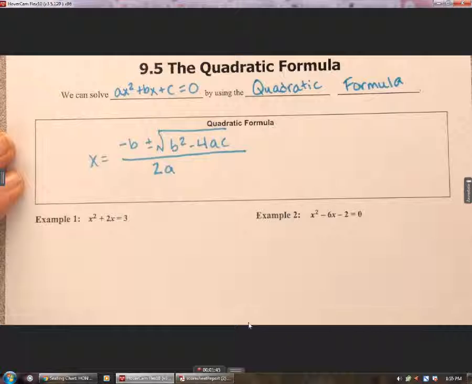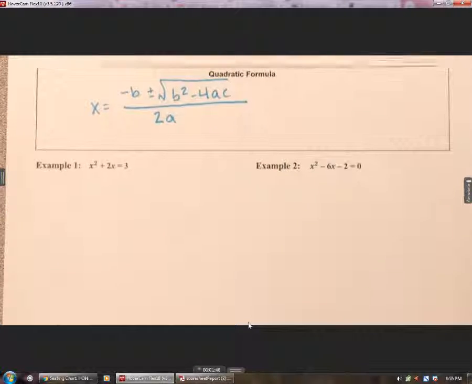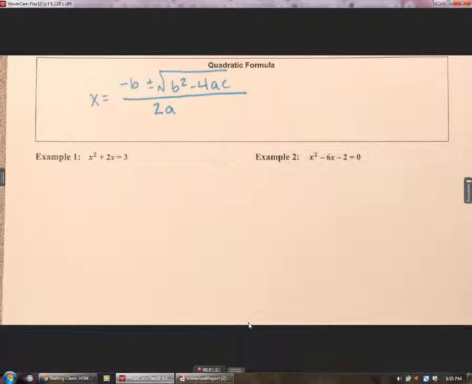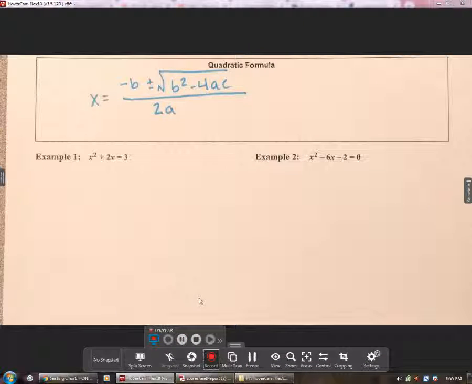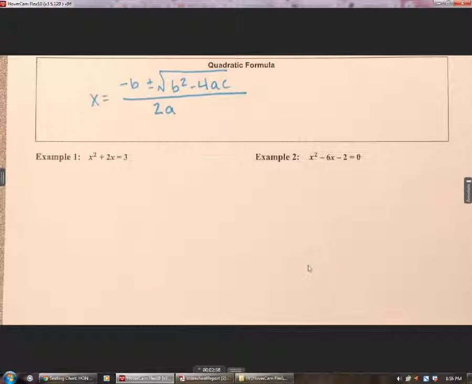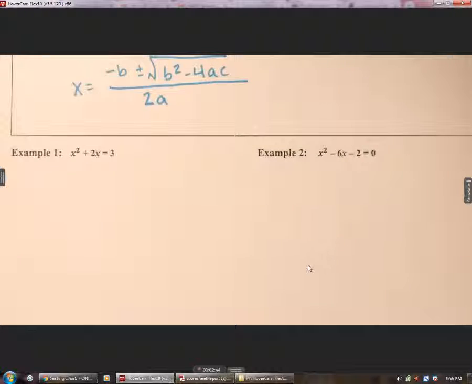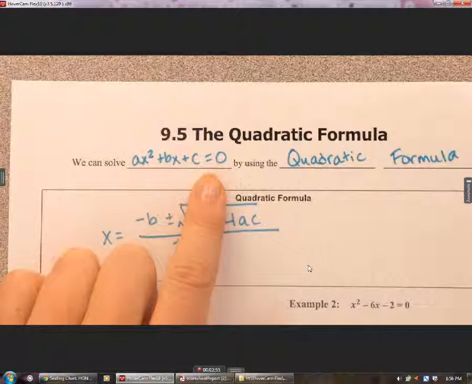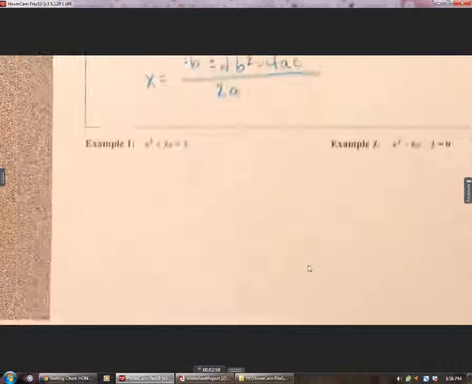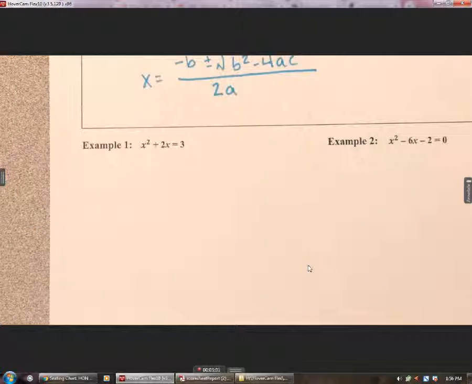Okay, there's 2 examples. I'd like you to write these down, 2 to start with, anyway. So the rule for these is that it needs to be equal to what? 0. But the problem is, what is mine equal to right now? 3. So what should you do? Minus 3. Good.